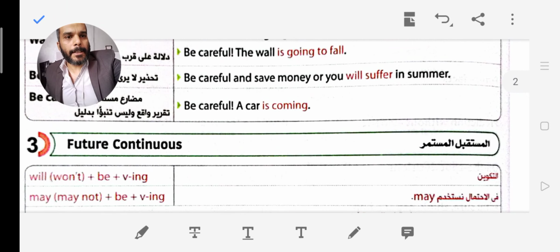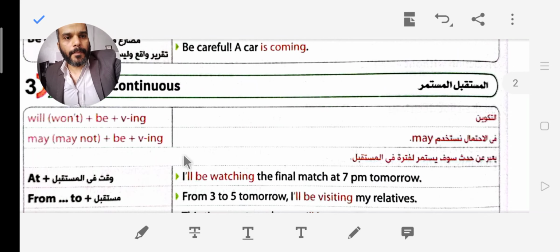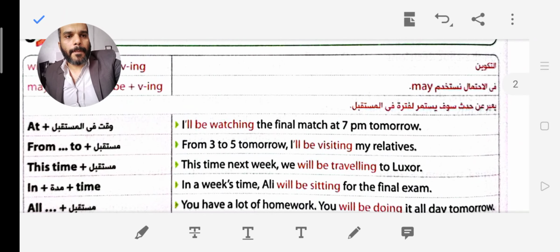Okay, number 3. We can use future continuous tense to express future. This is its formation: will be plus verb-ing. For example, will be sleeping, will be playing, will be watching, etc. We use this tense to express something that will be in progress in the future.